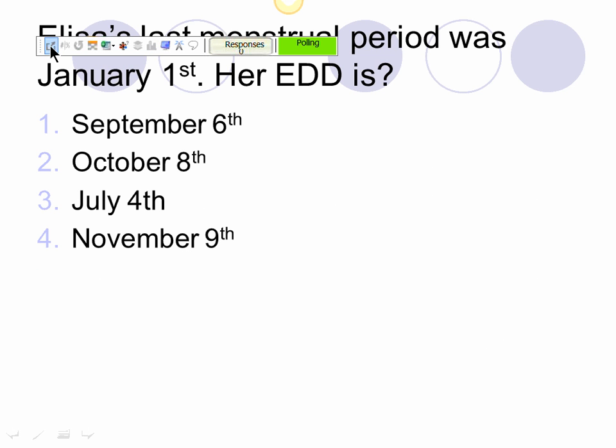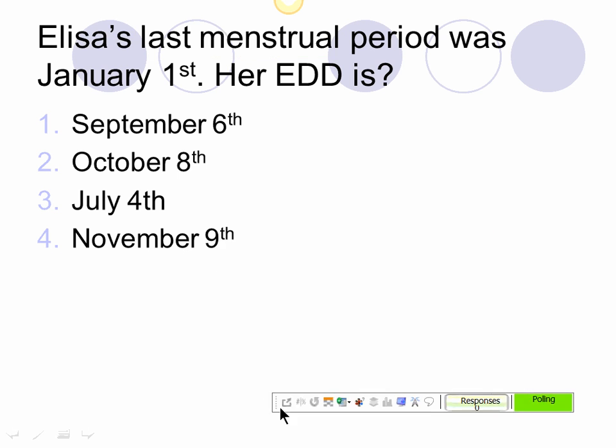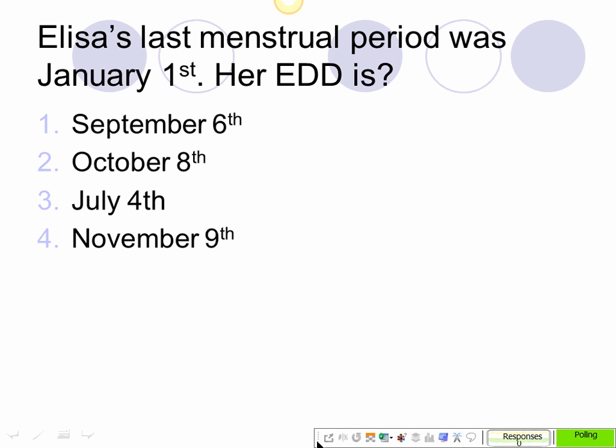Now here is an example. Suppose you had to calculate somebody's expected date of delivery, and I tell you that her last menstrual period was January 1st. And as I said, you always count from the first day the cycle starts. So what would her expected date of delivery be?